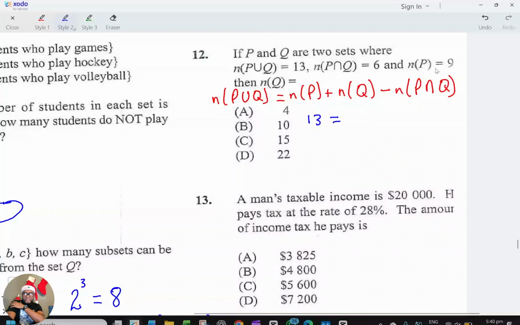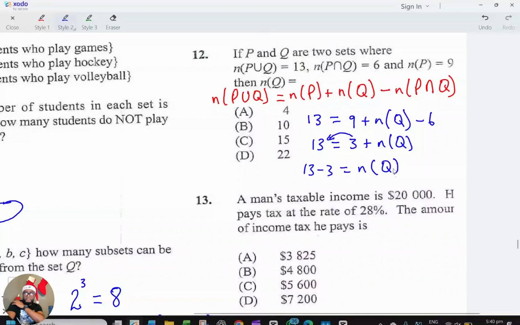So I'll have 13 is equal to the number of elements in P, which is actually 9, plus the number of elements in Q, which we don't know, minus the number of elements in P intersect Q, which is actually 6. So what you can do here is 9 minus 6 on the right-hand side. 9 minus 6 would give me 3. So you'll have 3 plus n(Q), right? Now you need to take this 3, carry it over, and subtract it. So you'll have 13 minus 3 is equal to the number of elements in Q.